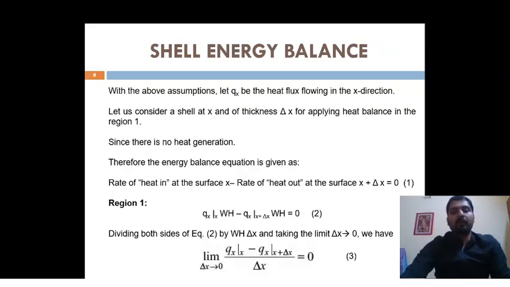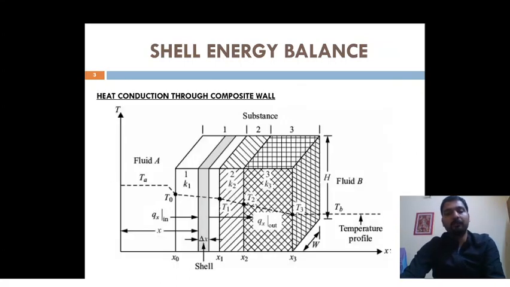From the above, we now have to calculate the energy balance equation using the heat flux in the x direction. Let qx be the heat flux flowing in the x direction. Let us consider the shell balance at the surface x and at the surface x plus delta x, as shown in the figure. The flux comes in at position x and the flux goes out at x plus delta x.